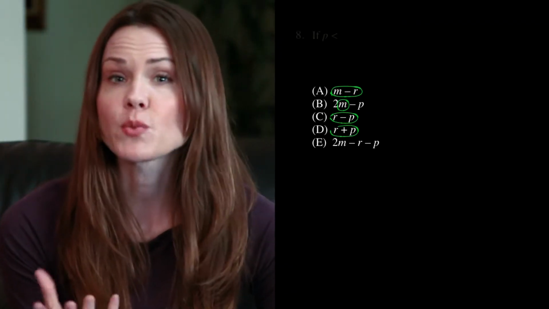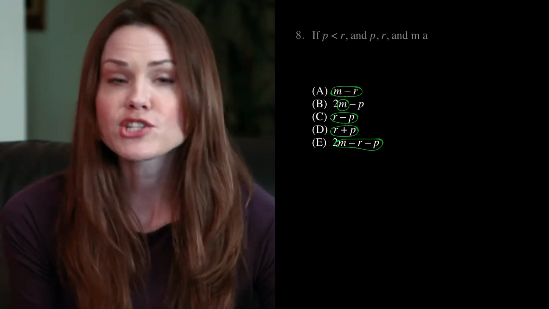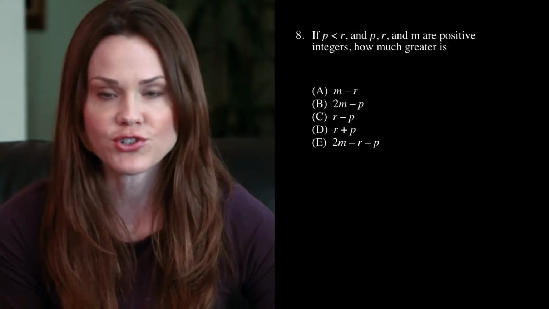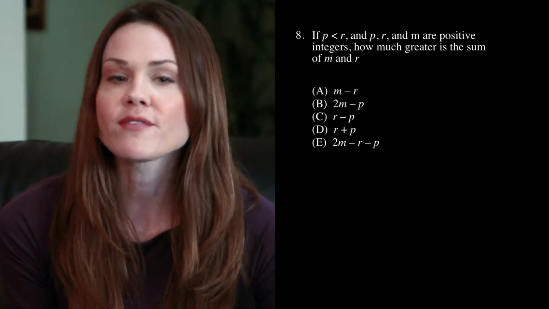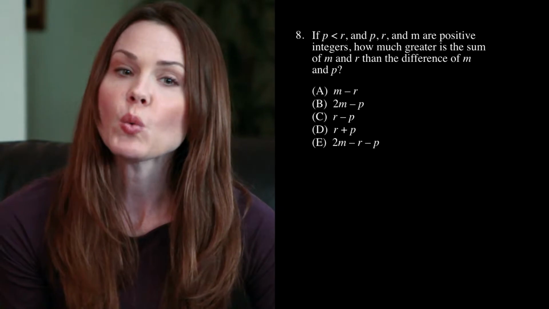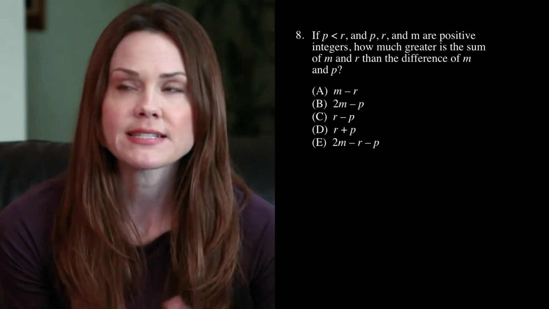All right, let's try our next one. We have variables in the answer choices, so we know we get to plug in. The question reads, if p is less than r and p, r, and m are positive integers, how much greater is the sum of m and r than the difference of m and p? So we can plug in, let's say, easy numbers.